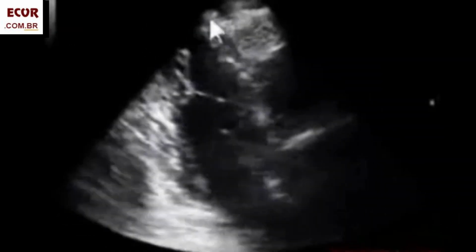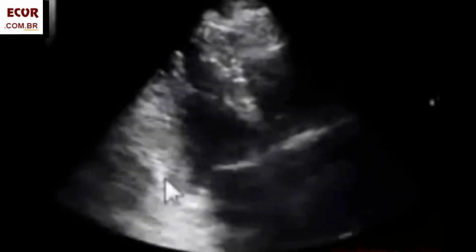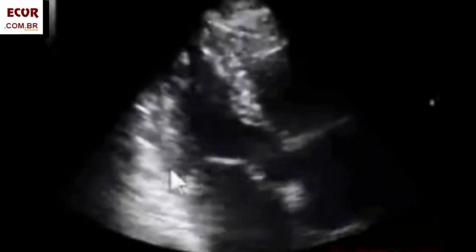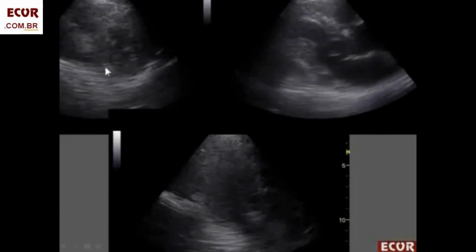How to solve this problem? Is this a real wall motion abnormality or just due to translation of the heart? Well, it's very simple. Forget these short axis views and watch the apical view, mainly the two chambers and the long axis. Look here in this long axis that the posterior wall is contracting normally. There is no dyskinesia.